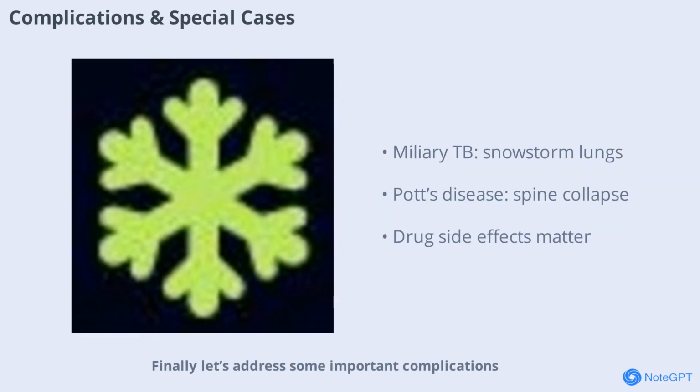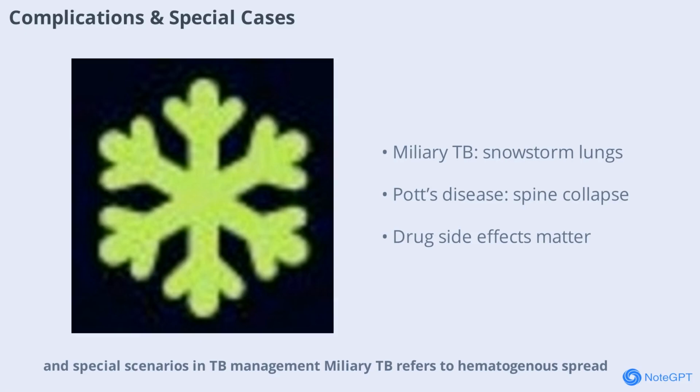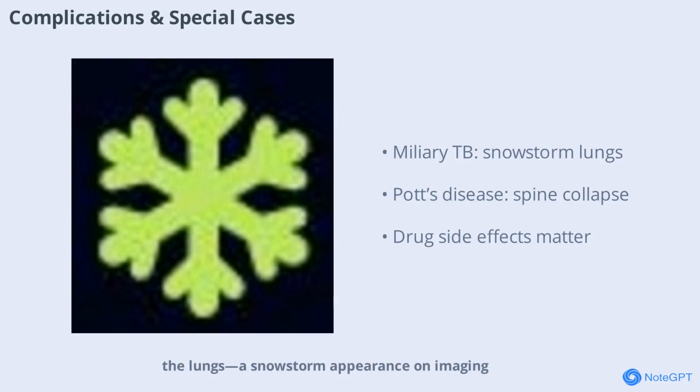Finally, let's address some important complications and special scenarios in TB management. Miliary TB refers to hematogenous spread, producing countless tiny nodules throughout the lungs, a snowstorm appearance on imaging. When TB infects the vertebral bodies, it causes Pott's disease, leading to vertebral collapse and possible gibbus deformity. TB meningitis is diagnosed by CSF findings of lymphocytic pleocytosis, elevated protein, and low glucose.